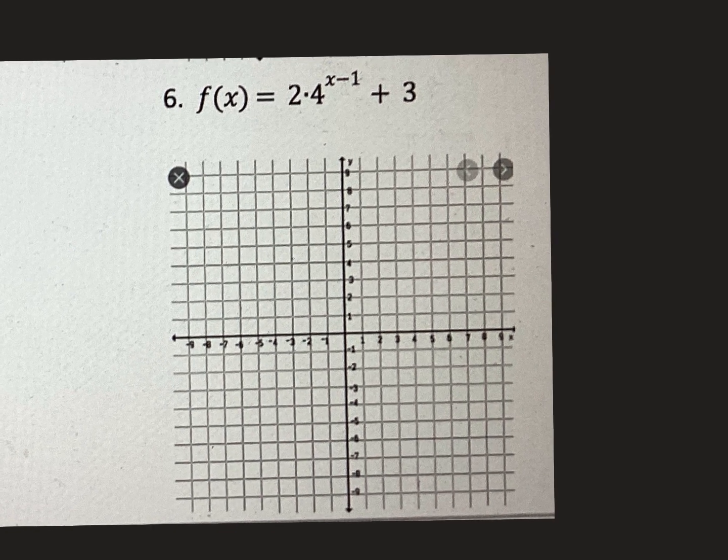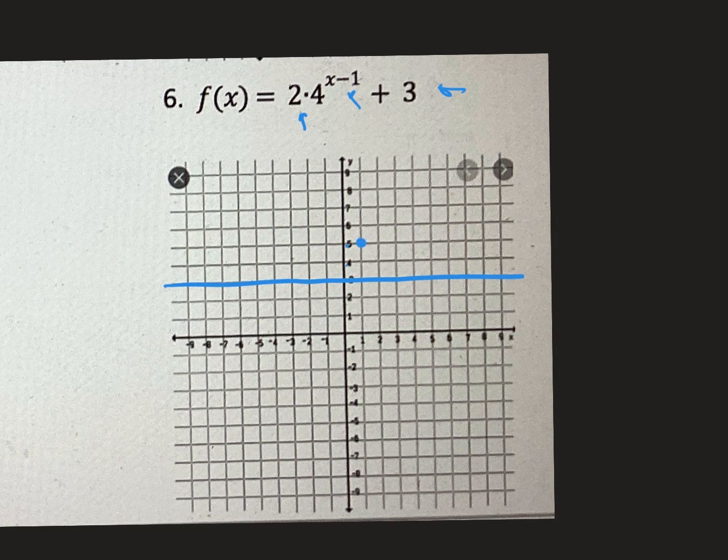Number 6, I got everything in it. 2 times 4 to the x minus 1 power plus 3. That's actually starting here at the +3. The +3 is a vertical shift. We're going up 3. Usually from there, I would go up 1, but the 2 in the front, I'm going to multiply that 1. I'm going to go up 2 instead of just 1, so it puts me up at 5. But there's also a -1 in parentheses, which shifts it right 1.